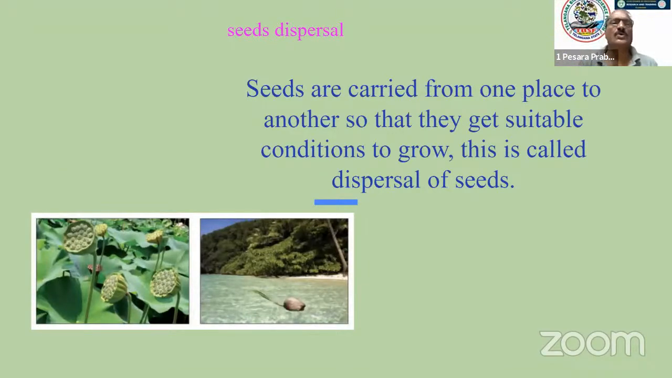So seeds are carried from one place to another so that they get suitable conditions to grow. This is called dispersal of seeds.